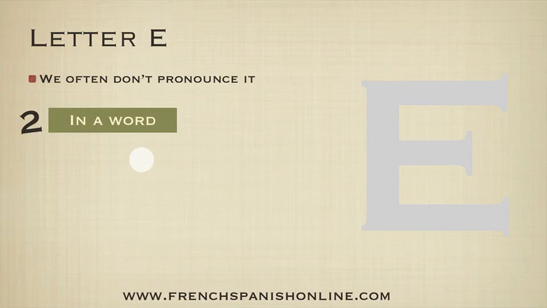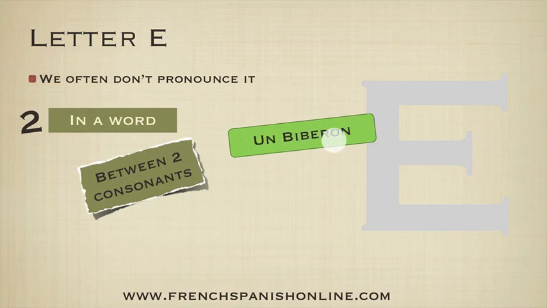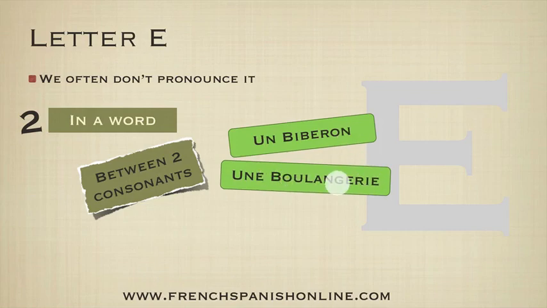When now E is inside a word and not at the end, between two consonants, for example here, we don't pronounce it. We say un biberon, so we don't pronounce the little E here, un biberon. But you may hear in France un biberon too. Une boulangerie, bakery, une boulangerie. Usually words ending in erie, we don't pronounce the E.